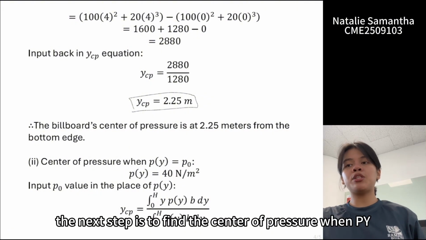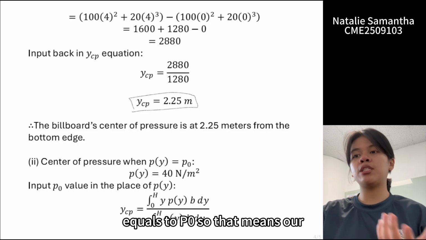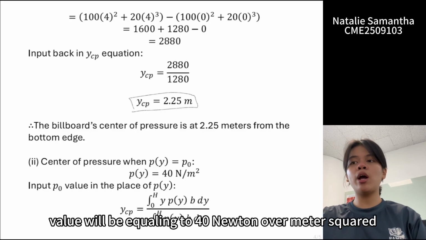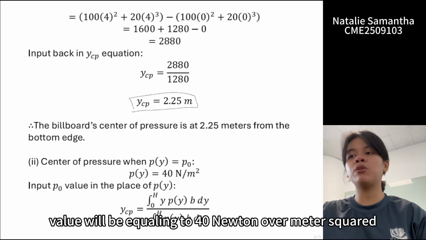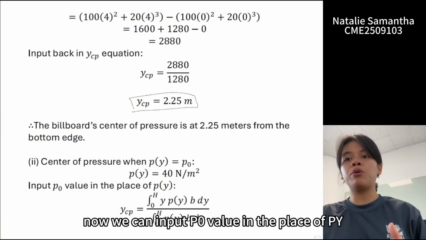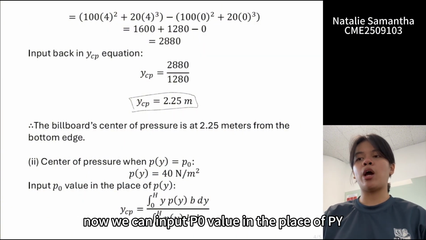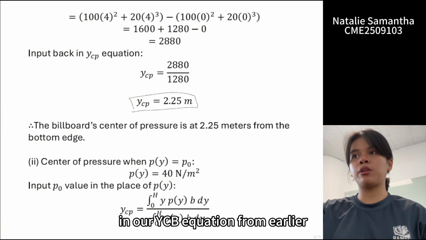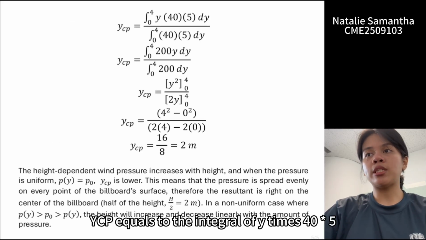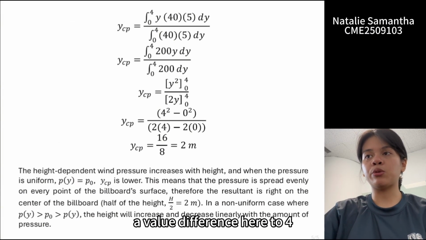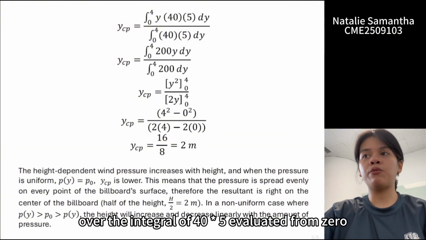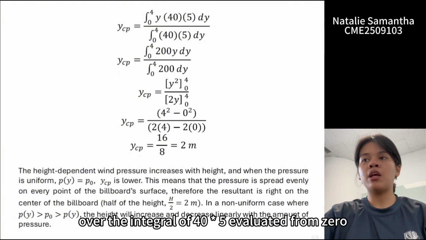The next step is to find the center of pressure when Py equals P0. So that means our Py value will equal 40 Newton per meter squared. Now we can input the P0 value in the place of Py in our YCP equation from earlier. Now we'll get YCP equals the integral of y times 40 times 5 evaluated from 0 to 4, over the integral of 40 times 5 evaluated from 0 to 4.